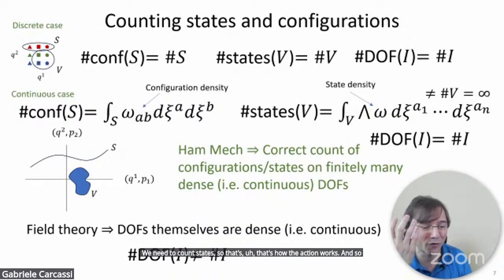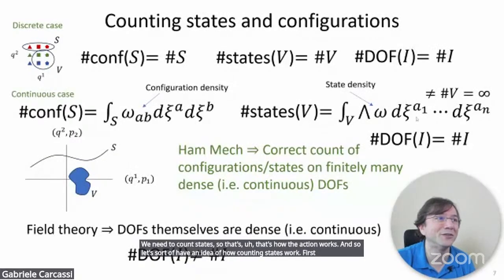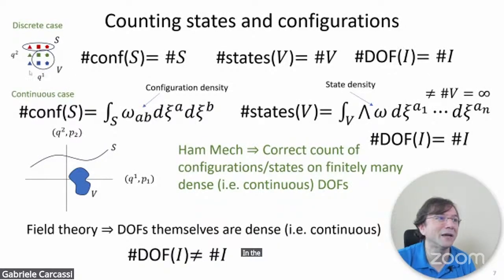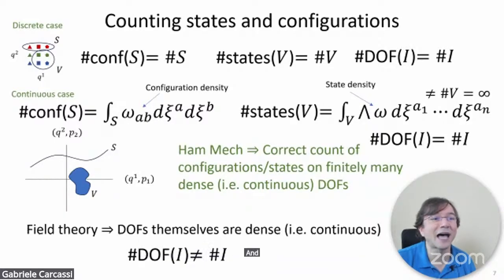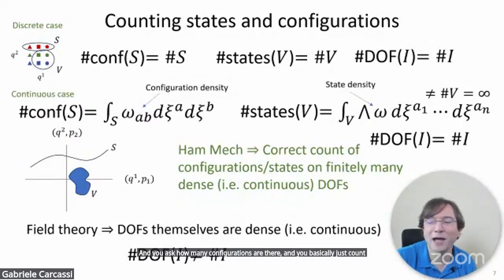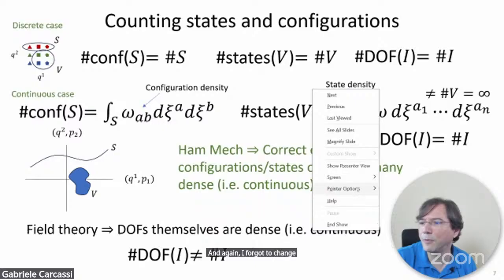And so let's have an idea of how counting states works. First of all, in the discrete case, you can imagine having two variables here. The first variable is the shape, the second variable is the color. Now you could have a set of different shapes, which would be different configurations for the first variable. You ask how many configurations there are, and you just count 1, 2, 3, use the counting measure, and you're done. And again, I forgot to change the pointer because it's annoying.